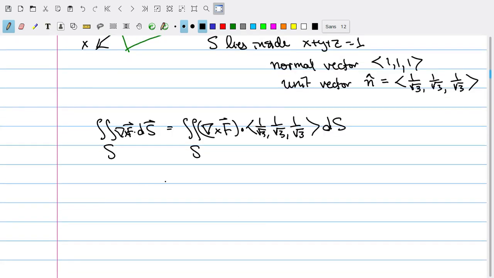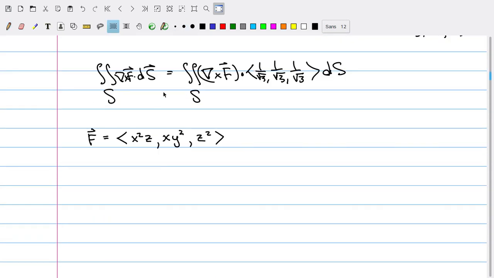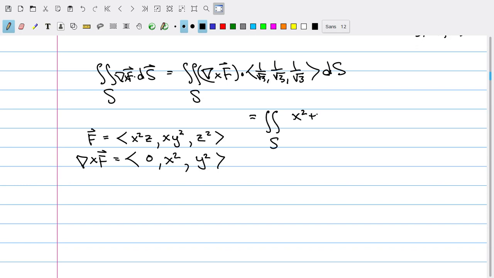And the last thing I want to do here before I start to think about my surface more is calculate that curl. So f, again, was this particular vector field. So the curl of f is calculated in the usual way, and we get 0, 0, x squared plus y squared. So the integral I'm trying to calculate is the double integral over S of x squared plus y squared over the square root of 3.